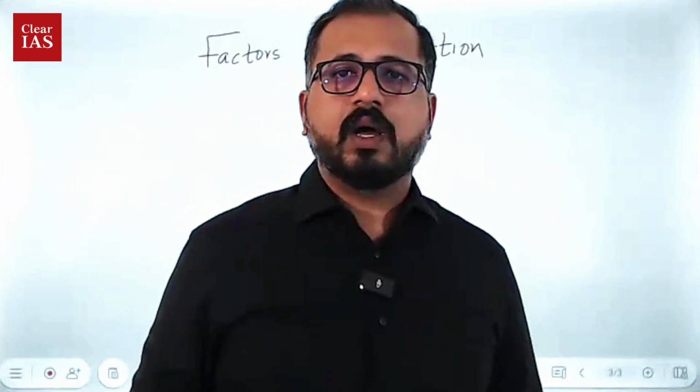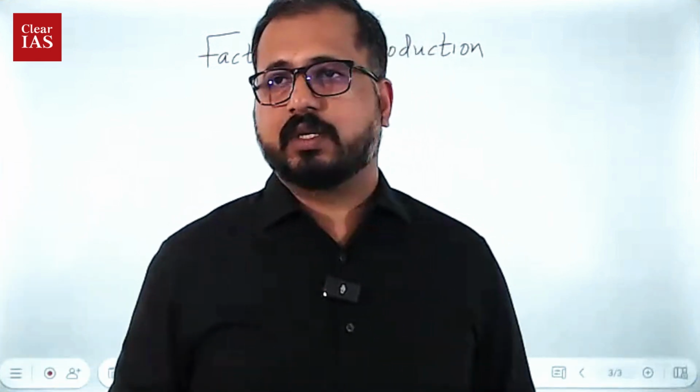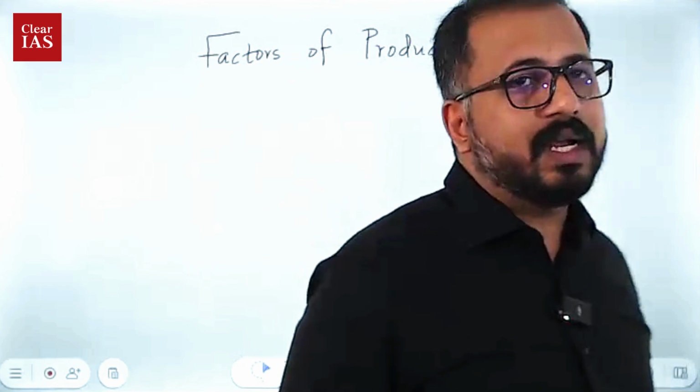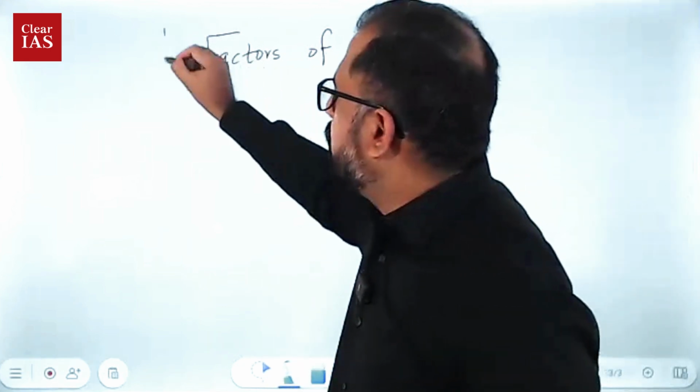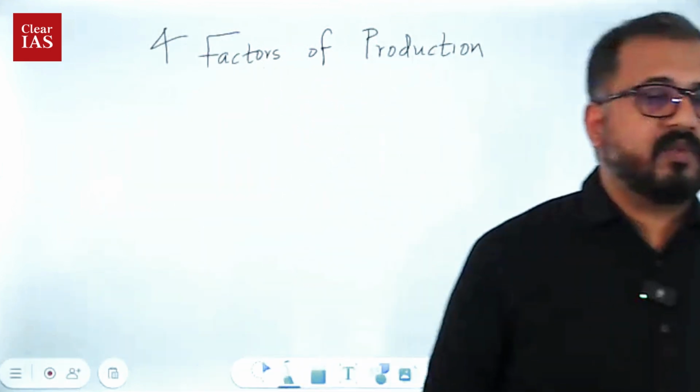What are the factors of production? Factors of production simply means the items that need to be brought together to enable production. In economics, we say that there are 4 factors of production. So what are the 4 factors?